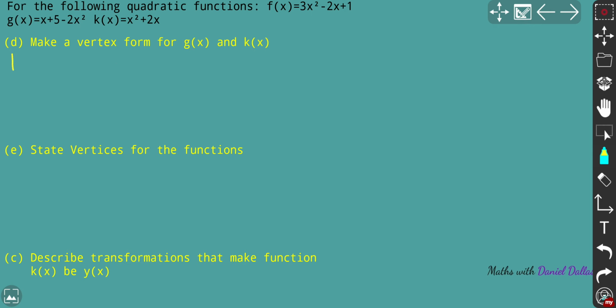So for k(x), we have x squared plus 2x and plus 0. Okay, I just remind you that generally the vertex form is the form a(x minus h) squared plus k, where h and k are coordinates for the vertex, so h and k. So they are coordinates for the vertex, okay? This is the vertex.